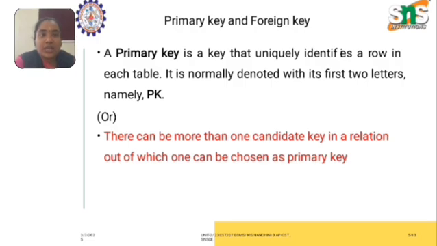A primary key is a key that uniquely identifies a row in each table. It is normally denoted with its first two letters, namely PK. The short form of primary key is PK. For example, if there are customer details, we have customer ID, customer name, customer phone number, address, mail ID, etc. And the primary key is the customer ID, because the customer IDs may consist of 101 for Ramesh, 102 for Rajesh, 103 for Raju. So if an ID is 101, we can easily identify that it is Ramesh. It is known as a primary key.